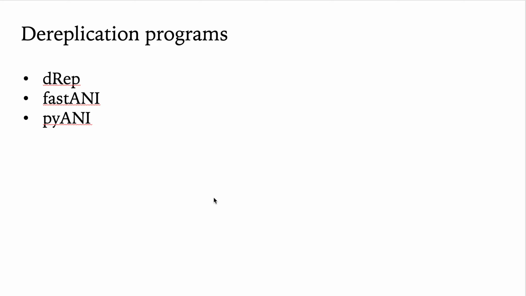So some dereplication programs include dRep, FastANI, and PyANI. And they all work in fairly similar ways. dRep has an initial deconvolution step just based on k-mer composition using MASH, and so that can work a bit faster. But they all use ANI to do the final delineation of your MAGs.